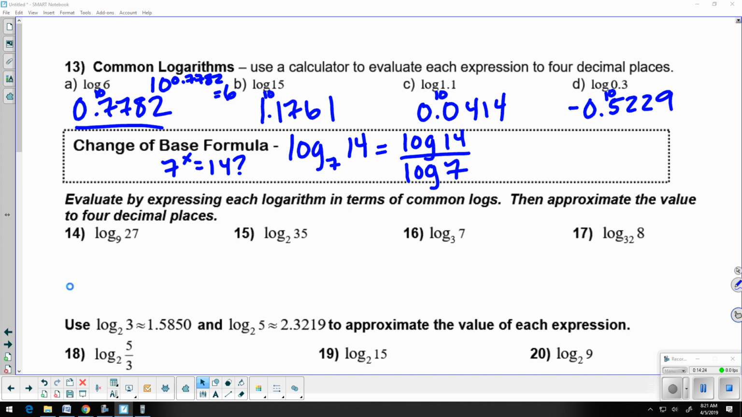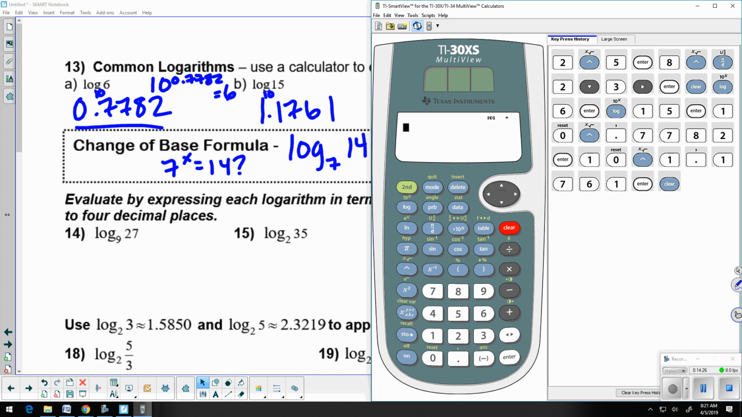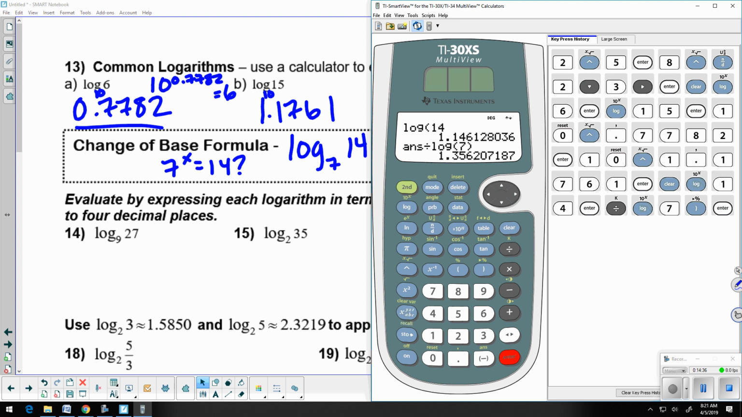So if I type this in, I do log 14, and now I want to divide it by log 7, and I get to my final solution. My answer comes out to be about 1.3562 in the end. That would be my solution. All right, so pretty cool. You could also type it in like this too. I believe that this works as well. Let me just double check.